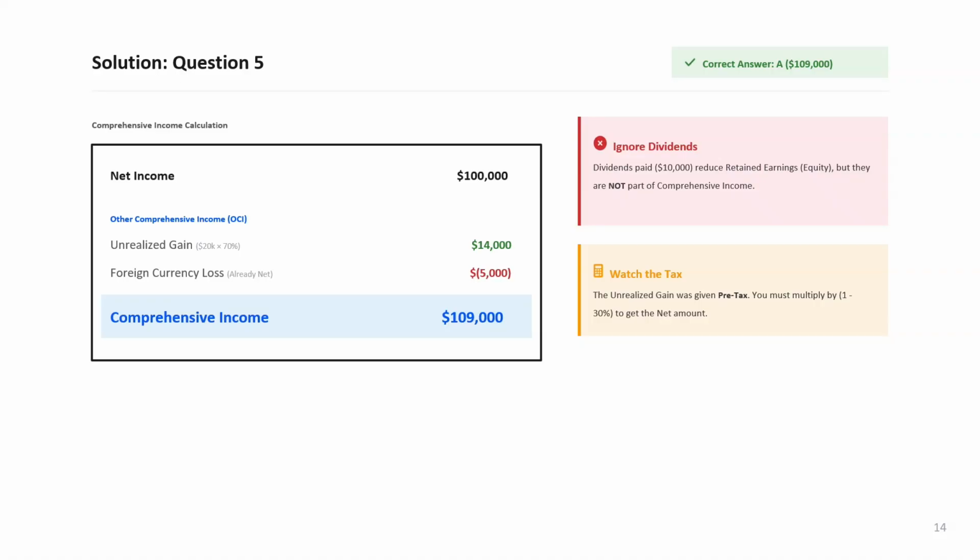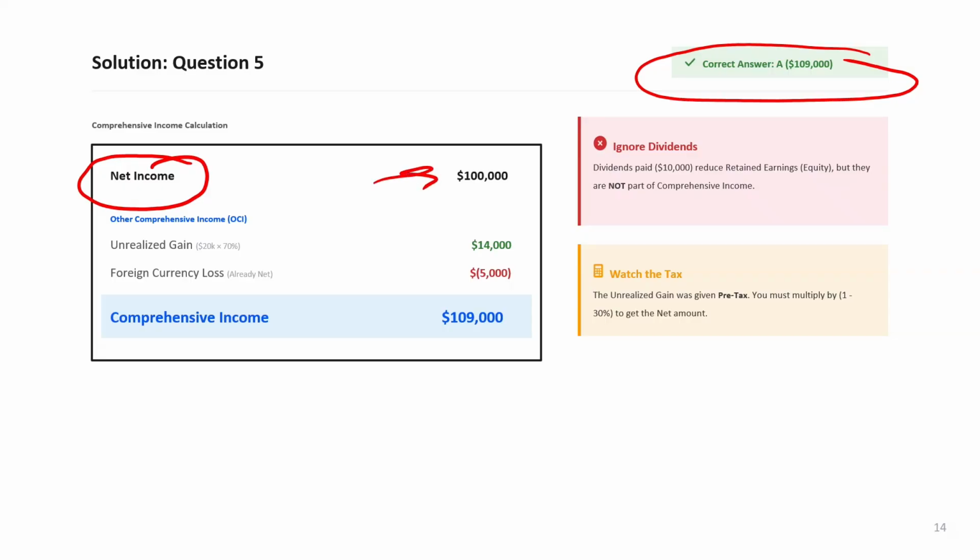Okay, so the correct answer is $109,000. So how did we calculate this number? First, we started with net income. The question gave us $100,000. Then we added the other comprehensive income items. Remember, it gave us three different pieces of information. They gave us the dividends, unrealized gain, and the foreign currency loss.